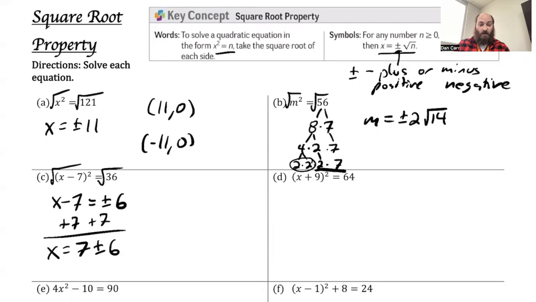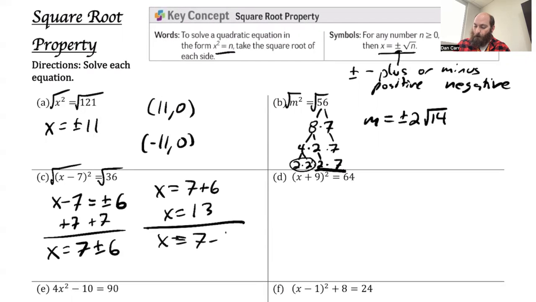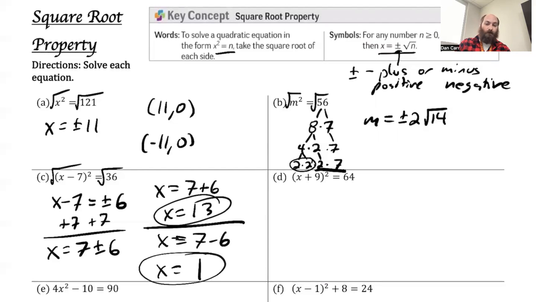That means I'm doing two things. I'm going to do x is equal to 7 plus 6, so my first x value is 13. Then I'm going to do the second one: x is equal to 7 minus 6, which gives me 1. There's my two answers, 13 and 1. That's what happens with these types of problems.